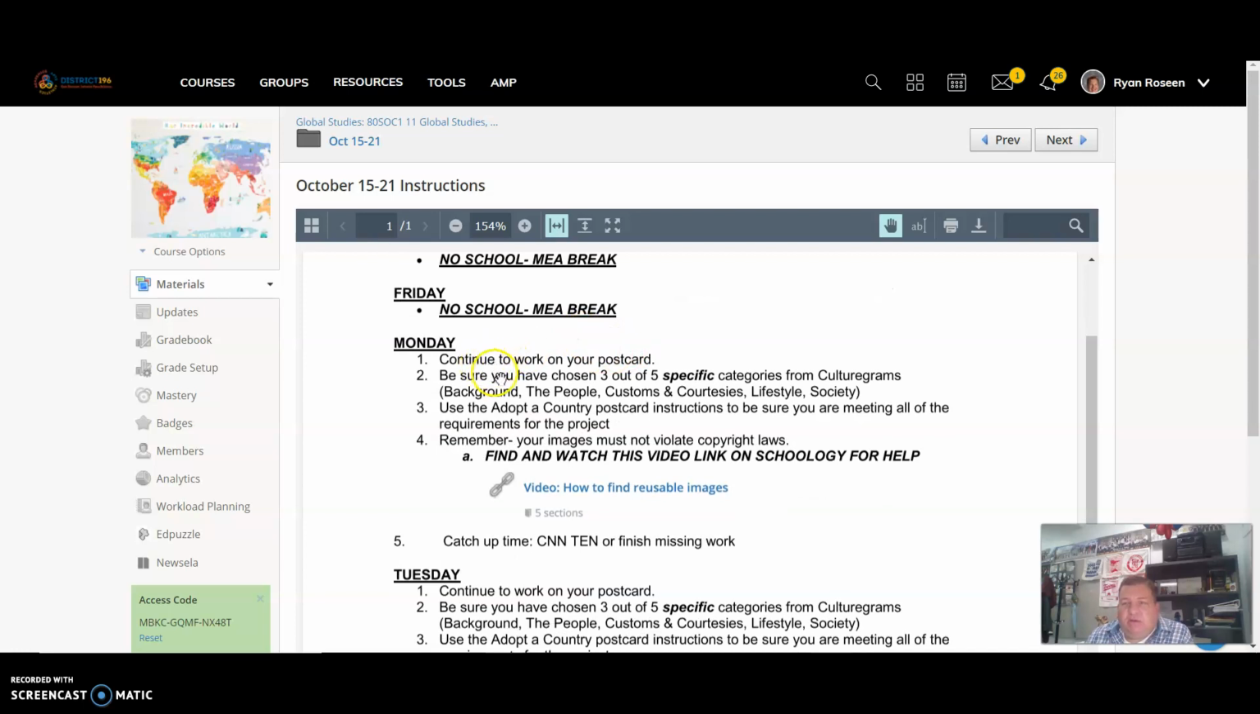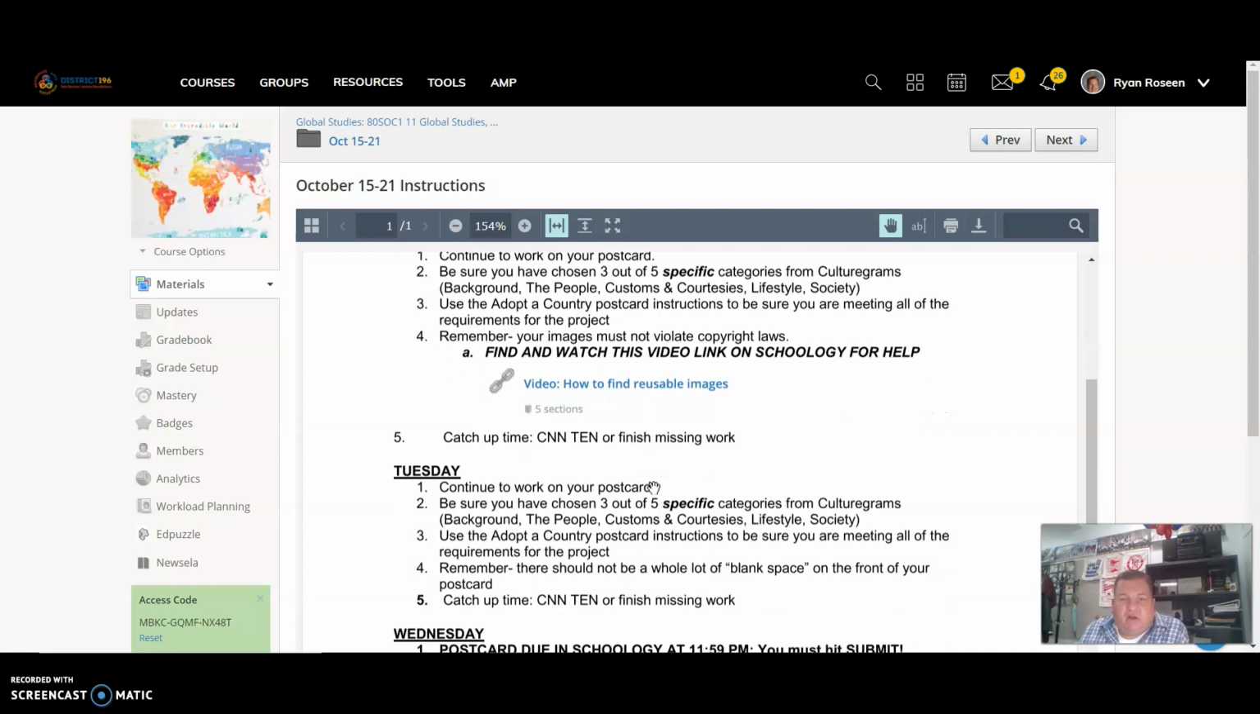Monday, we're going to continue on our postcard. And I just, again, want to make sure that you've chosen 3 out of 5 of the specific categories from Culturegrams. I've listed them here. All right. And look at the instructions. You're going to start making sure that you have all of those images that meet the requirements. Your images cannot violate copyright laws. They have to be in what's called Creative Commons. And so I do have a link here as well as in the folder to the video.